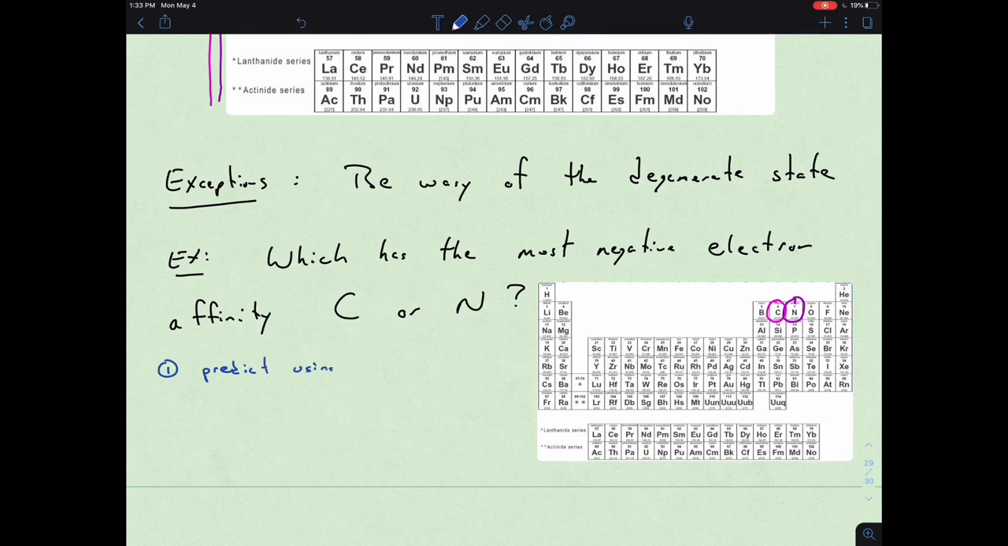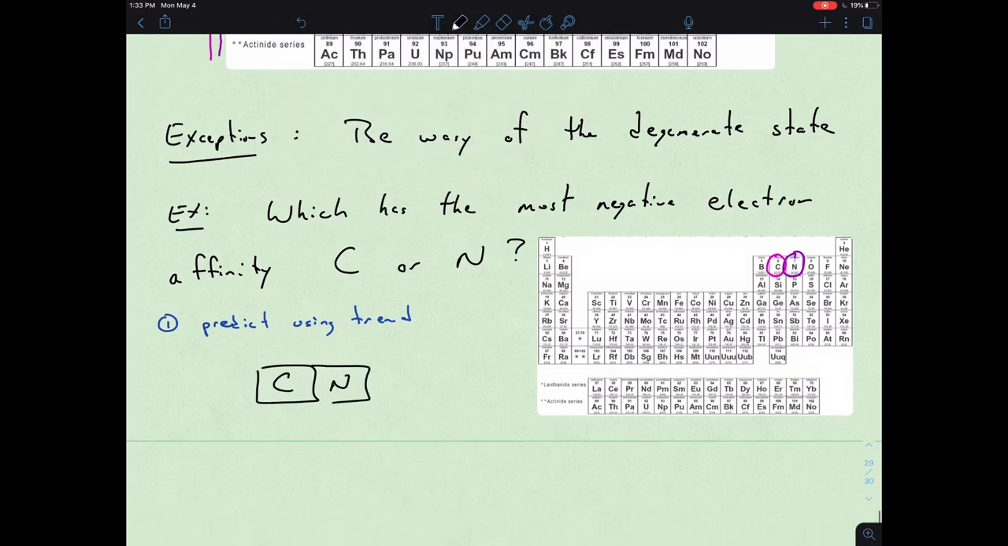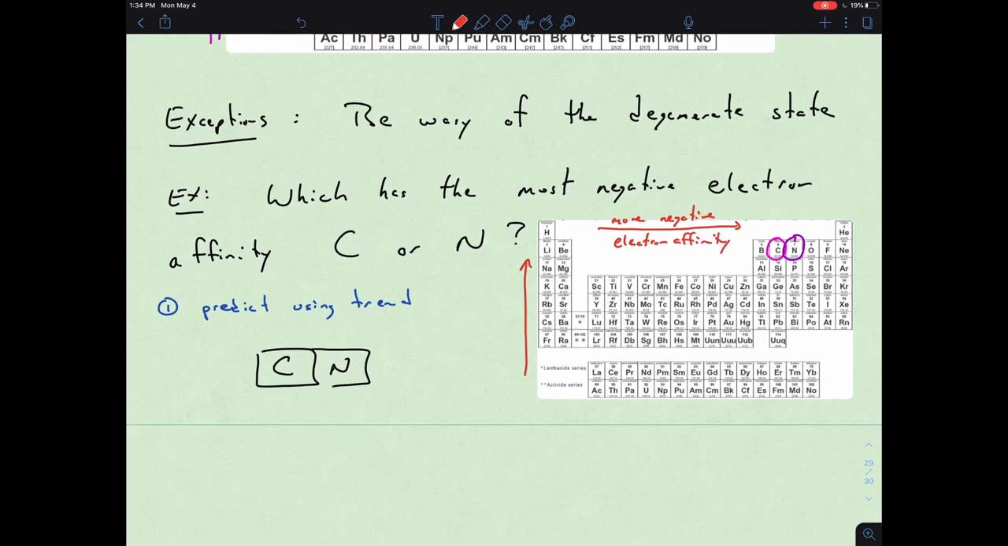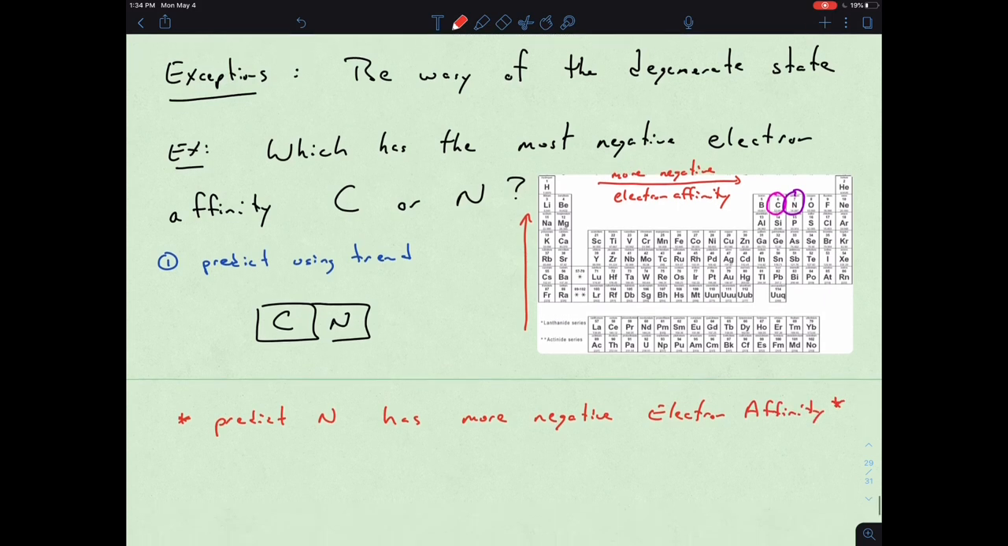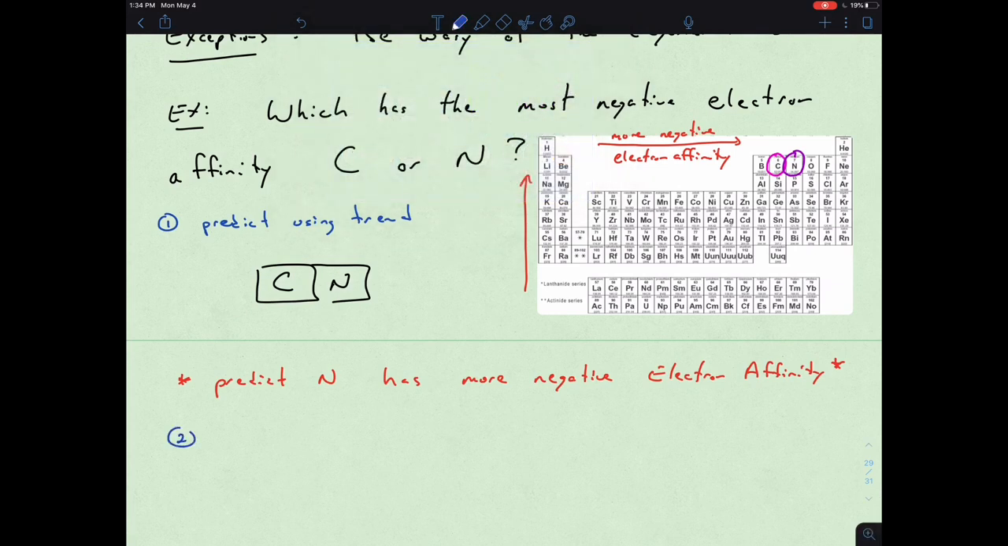So when we predict using the trend, we would say that, well, I have carbon, I have nitrogen. And since my trend is increasing or getting more negative this way, then I would predict that nitrogen has the more negative electron affinity. There's no catty corner, so we don't have to worry about that.